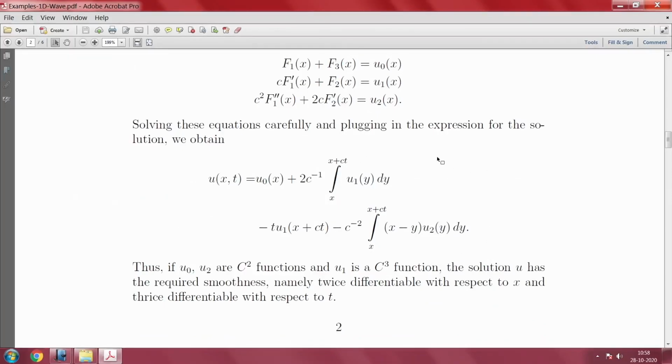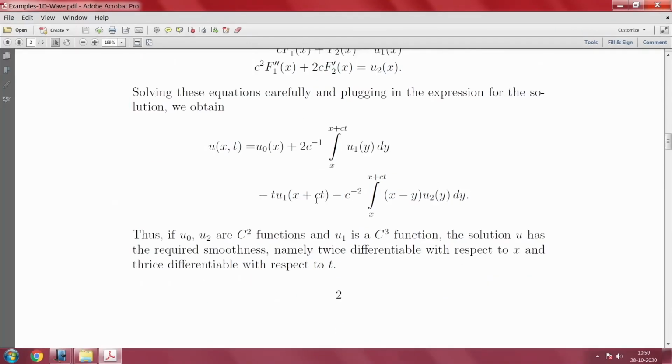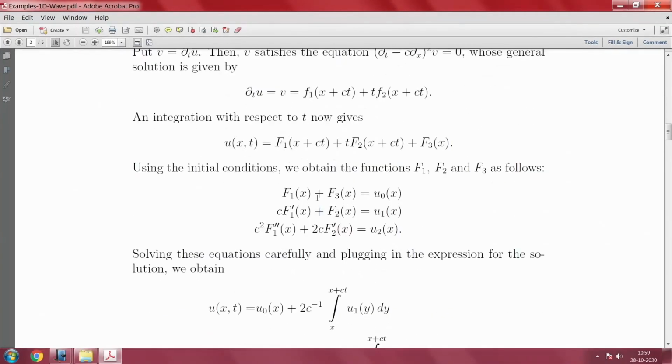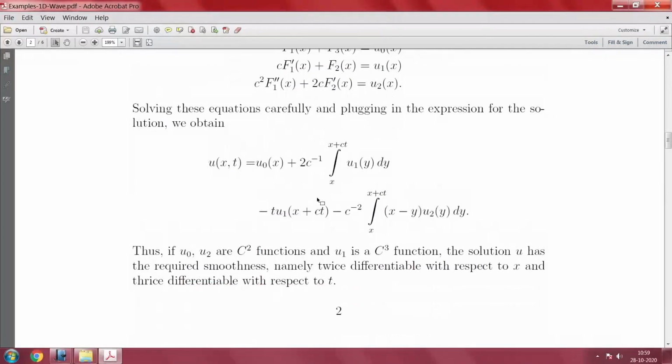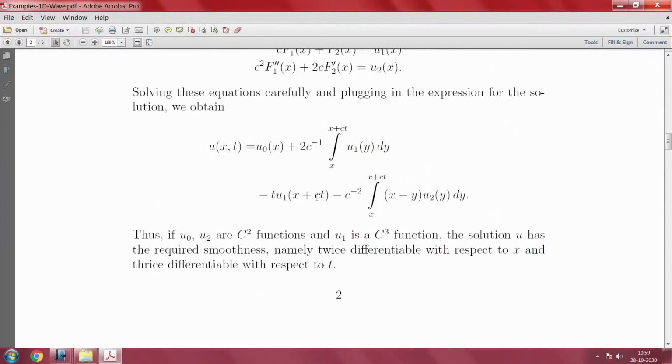Okay. So, you see that because of this double characteristic nature of the equation, we require more smoothness of the initial condition in order to obtain less differentiable solution, again loss of regularity. So, we require u0 and u2 to be C2 functions, whereas u1 is required to be a C3 function, okay. And then the solution has required smoothness, namely twice differentiable with respect to x and thrice differentiable with respect to t.